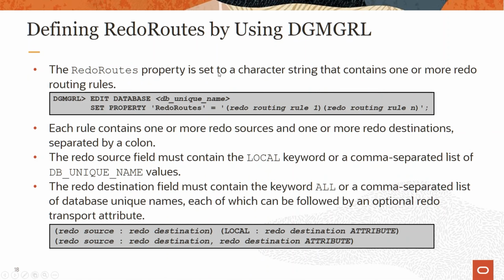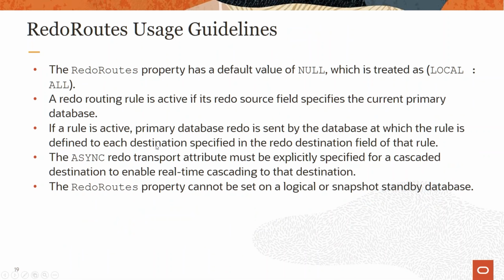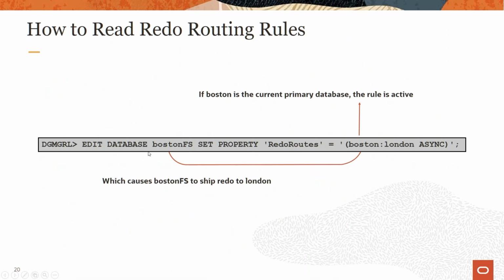Okay, so this is the syntax. You can change the property of a database, and also we have RedoRoutes, and you add the redo route rules. In this case, local is the default value, and in this position you can specify a DB_UNIQUE_NAME. So you can actually use this syntax. We better look at an actual example here. I better show you this part first.